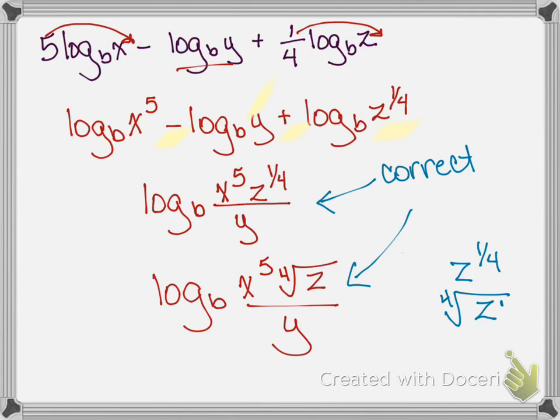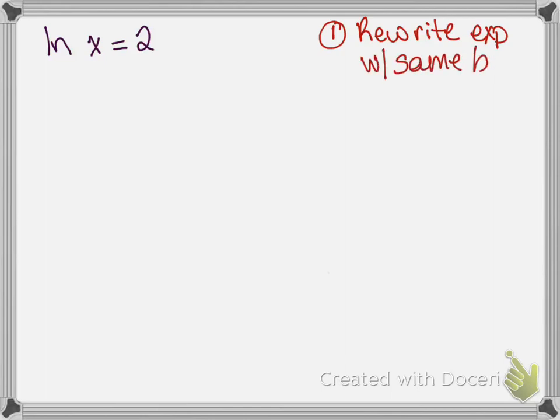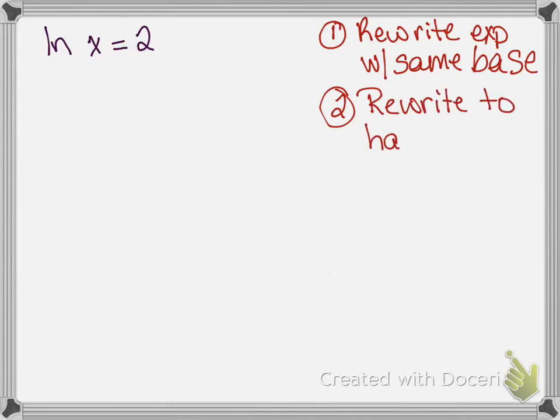Okay. We talked about 4 different ways that we can solve equations. What's the first one? Good. Rewrite an exponent with the same base. Okay, what's the next way? Okay, rewrite to have same log base.